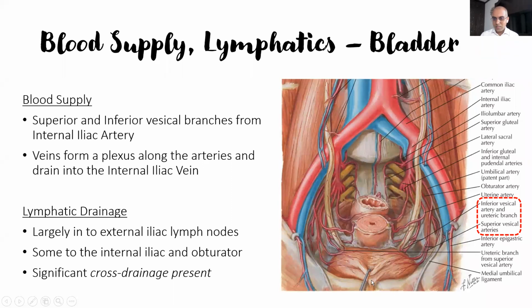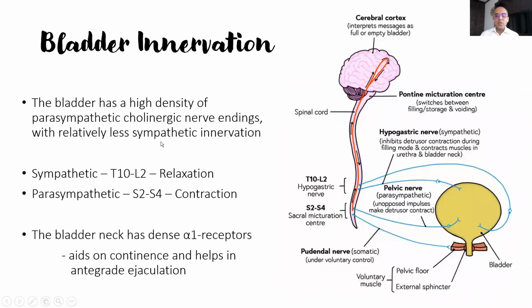So in a bladder cancer patient, when you remove the bladder, you always end up doing a bilateral lymphadenectomy irrespective of the site of the tumor. Coming to the bladder innervation, the bladder has a high density of parasympathetic cholinergic nerve endings and relatively less sympathetic innervation. The sympathetic innervation, which arises from T10 to L2 via the hypogastric nerve, aids in relaxation of the bladder, whereas the parasympathetic innervation, which arises from S2 to S4, aids in contraction of the bladder.